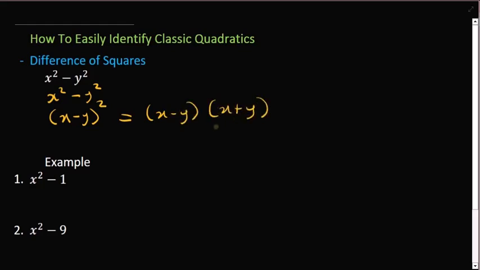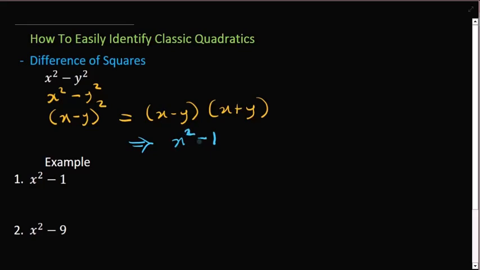We're not going to go through the whole process of deriving this, because I want to keep this lesson concise, but it is very helpful if you can easily identify this, and it makes solving fast. So the next one, you have x squared minus 1.